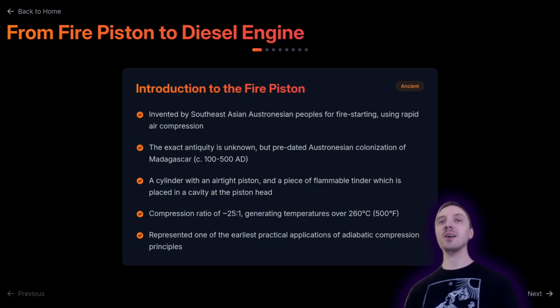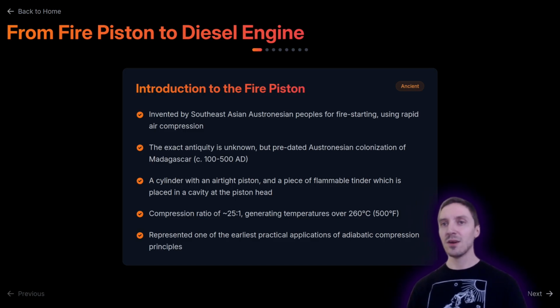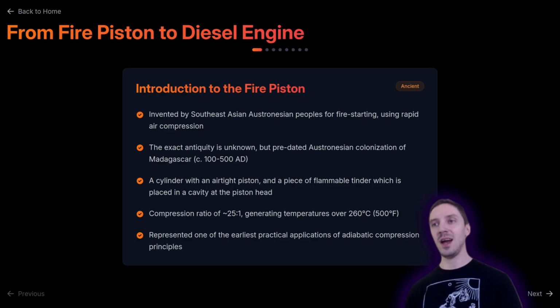It is simply a cylinder with an airtight piston and a piece of flammable tinder which is placed in a cavity at the piston head. And it has the ability to compress air to produce high temperatures. It represents one of the earliest practical applications of adiabatic compression principles. People still use it today.